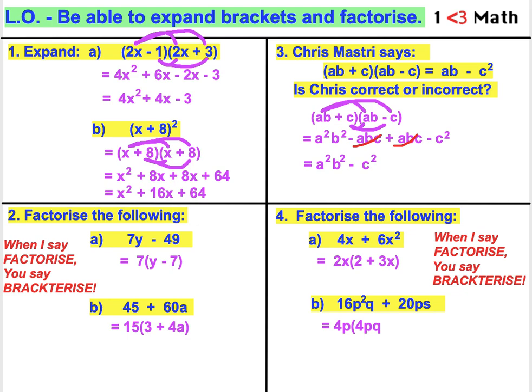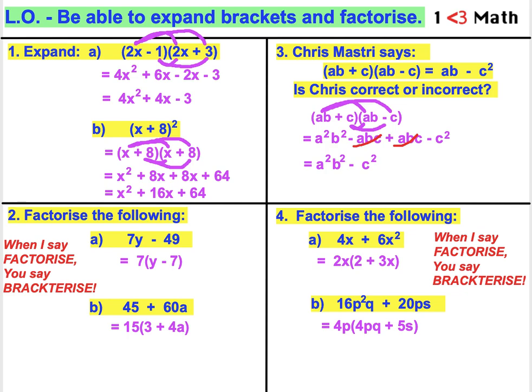Now to make that 4p into 16p squared q, we need 4 times 4 to make 16. So we need p times p to make p squared, and then we need the q as well. So the first term in the bracket is 4pq. The second term in the bracket, to make 4 into 20, we need 5. We've got the p already outside, so we just need the s. So 4p times 5s would be written as 20ps. So they are the solutions there.